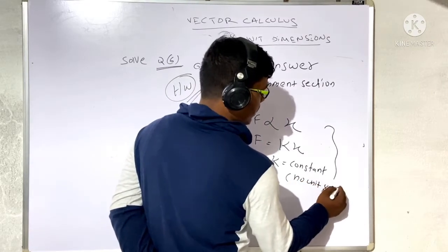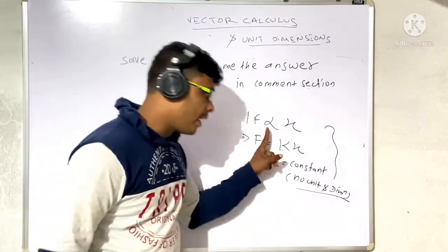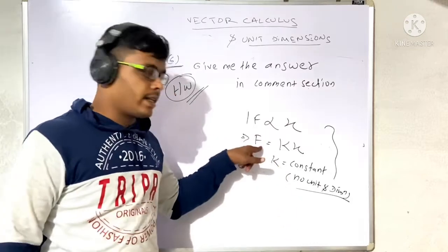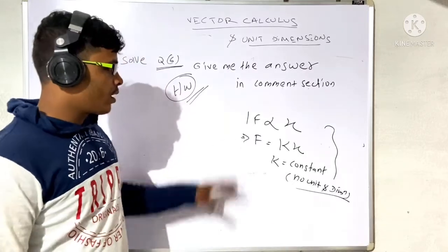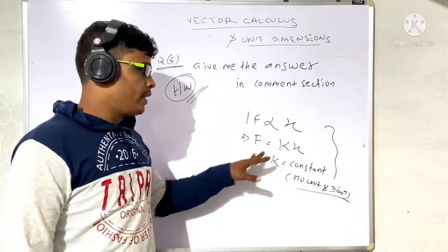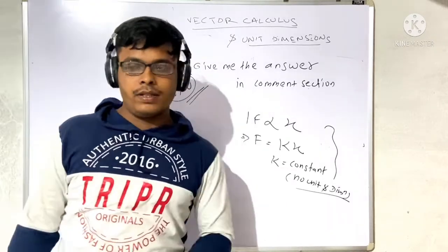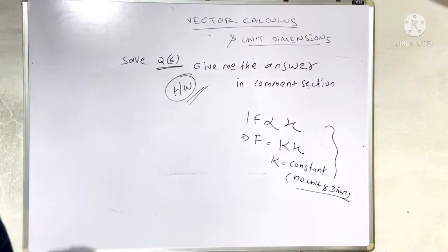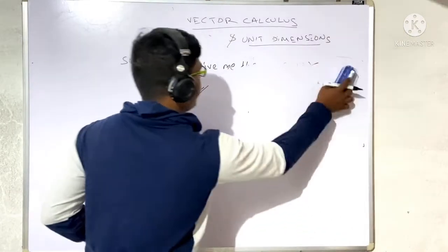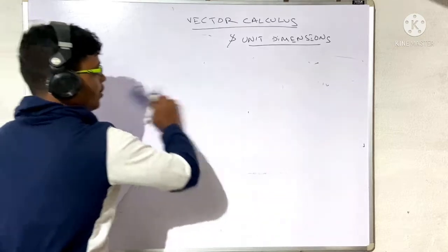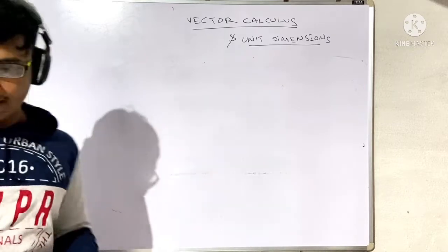A constant has no unit or dimension. If proportionality is given, then to make it an equality, multiply it with a constant, and then it will become equal. Okay. So if F is directly proportional to x, then F equals some constant into x. So try to solve question 6 and give me the homework. Just give me the answer. I will tell you how this will happen. I have given my number. Solve this and send it to me. Otherwise, give me the answer in the comment section. That is, what is the value of a, b, and c.